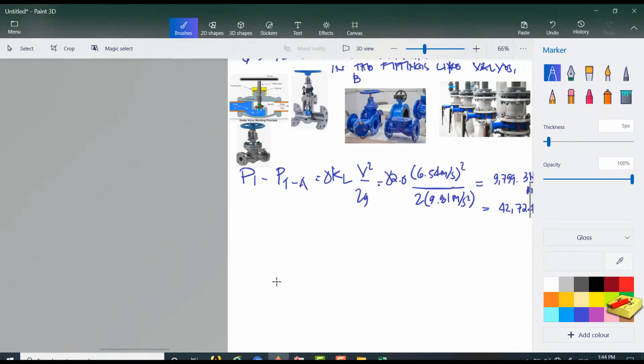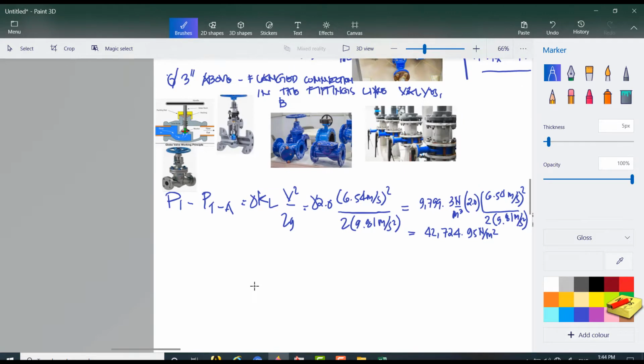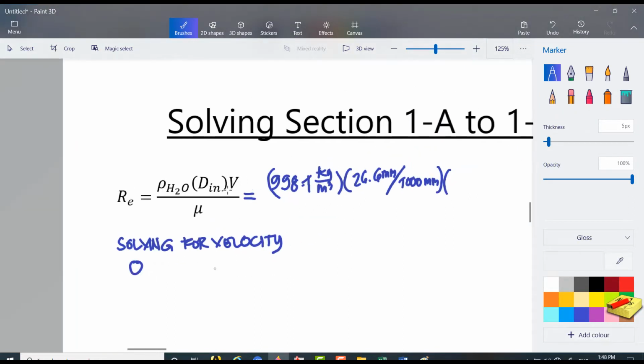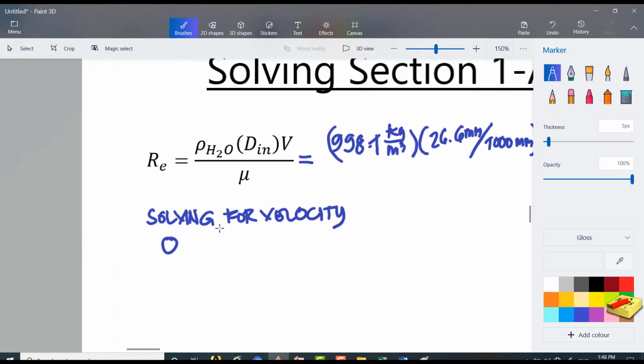So we have been substituting the values. We are lacking the velocity, so we can solve your velocity from the continuity equation. That will be Q is equal to your area times your velocity. Then your velocity will be Q divided by your area.